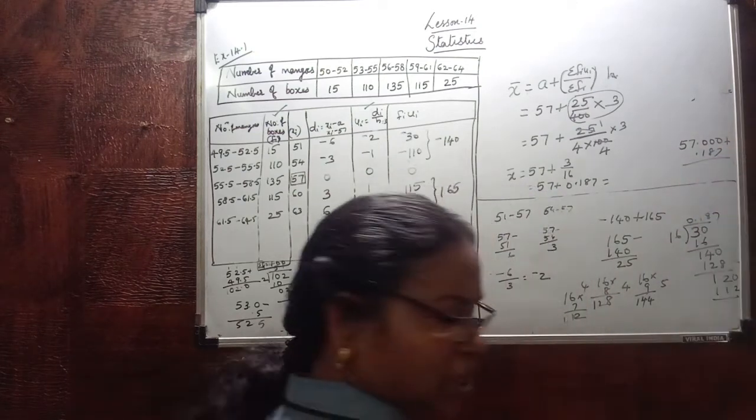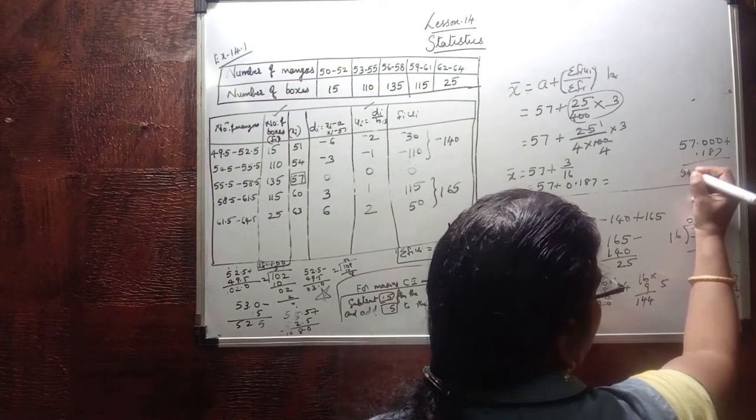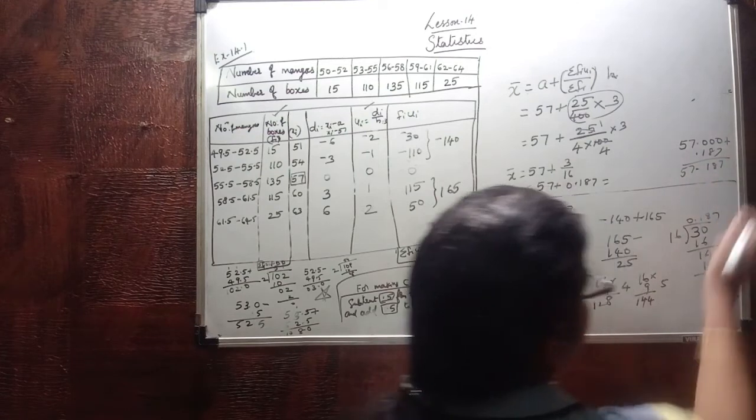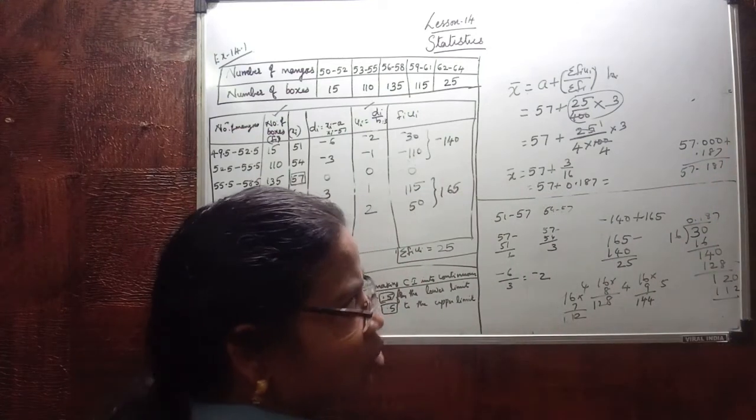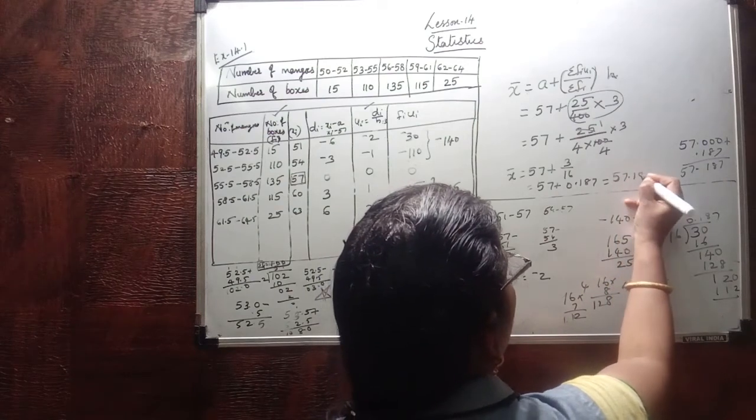Yes, you can do it mentally, but some of you don't know that, so I will just do it. 57 point, you have 7 plus 0 is 7, 8 plus 0 is 8, 1 plus 0 is 1. So you get the answer 57.187.